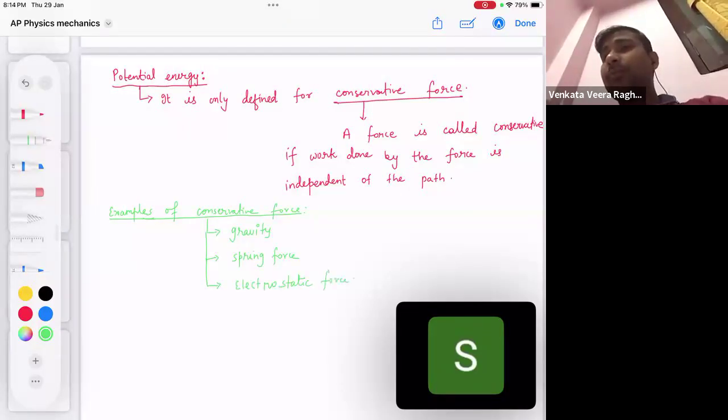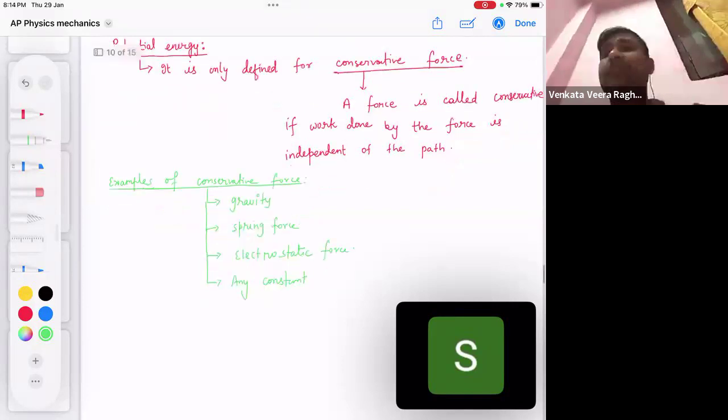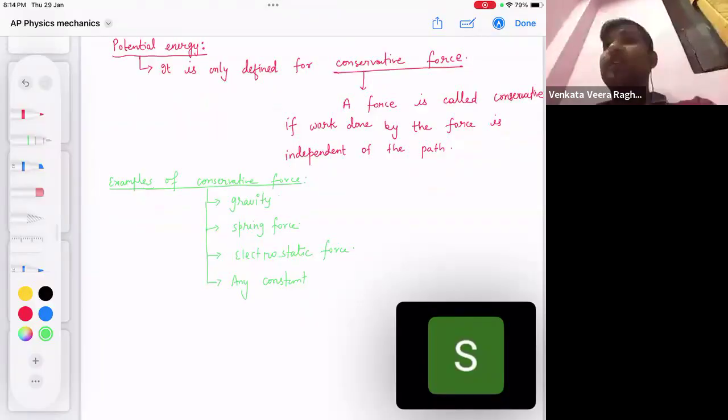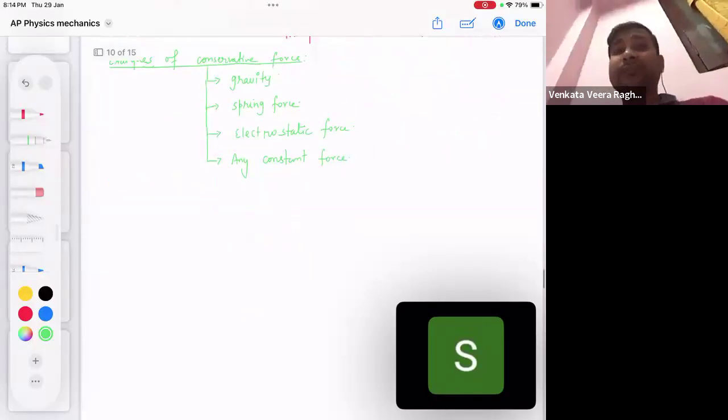And any constant force. If a force is constant, then it is obviously going to be a conservative one. A constant force can never be non-conservative. So any external force, if it is a constant force, then we can call that force a conservative one. So any constant force is a conservative force.